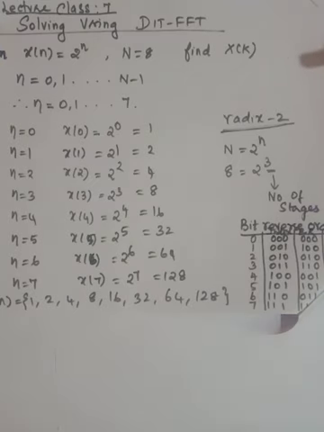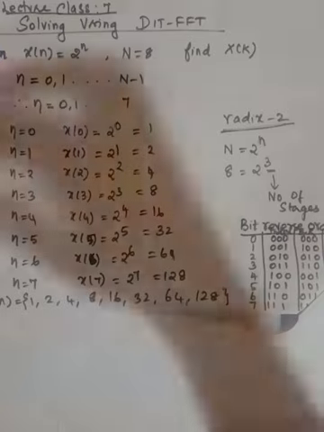That is the difference. In DIT FFT, input is in bit reverse order and output in normal order. In DIF FFT, input is in normal order and output is in bit reverse order.